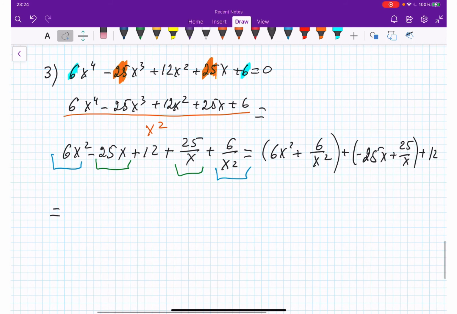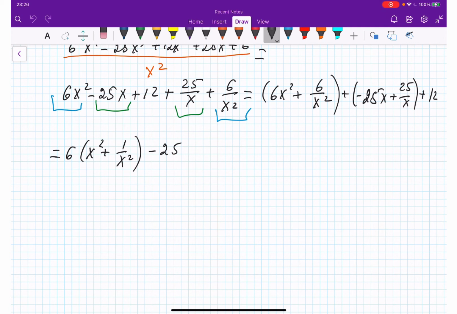Okay, so from here, we are taking 6 as a common factor out. And we are getting x squared plus 1 over x squared. And then 25 we take out. And since I'm taking out 25 is negative, my signs in the parentheses are going to change. X will become positive and 25 over x will become negative and plus 12.